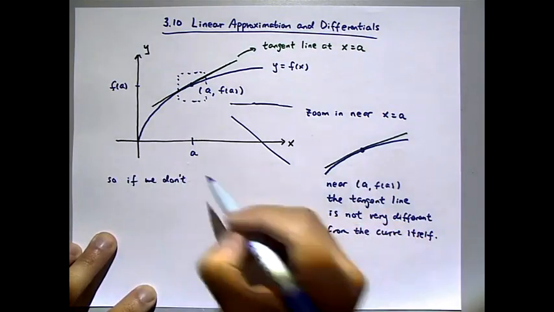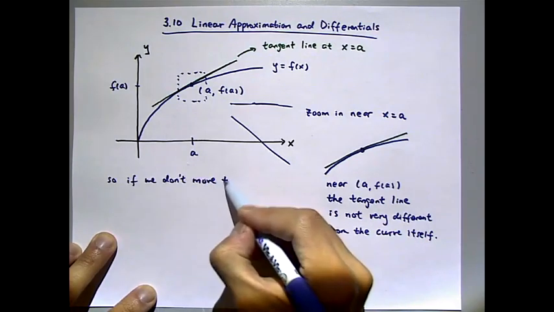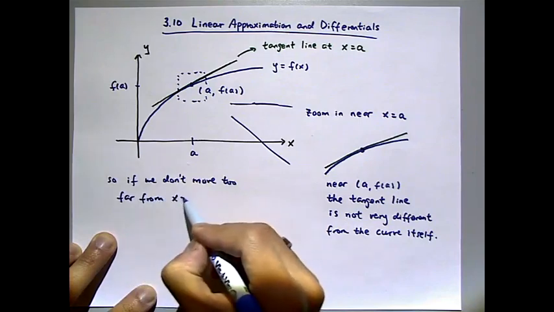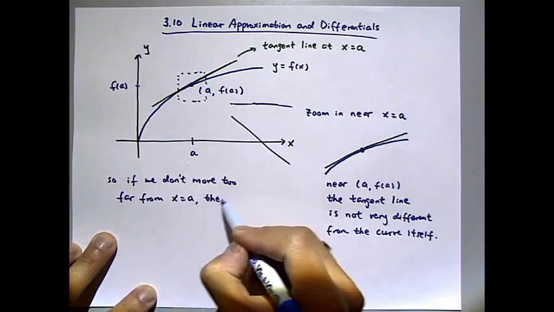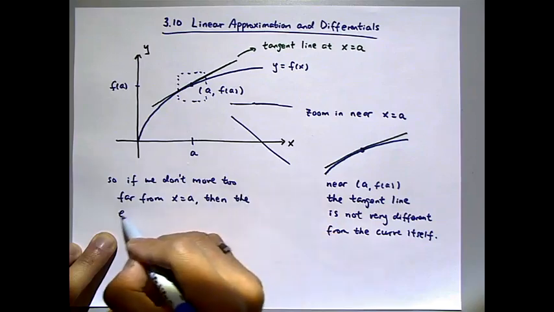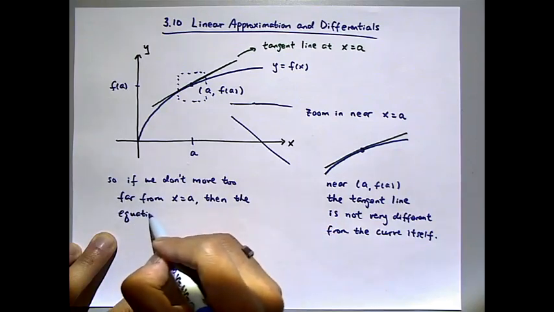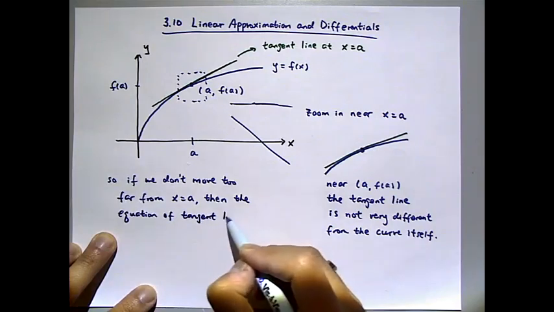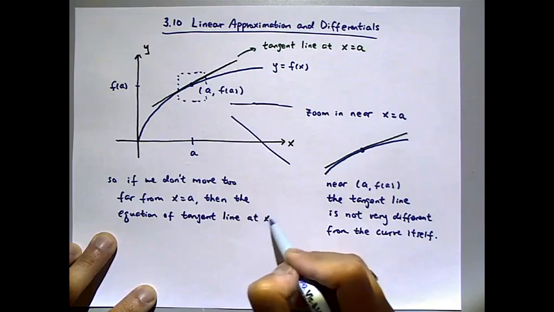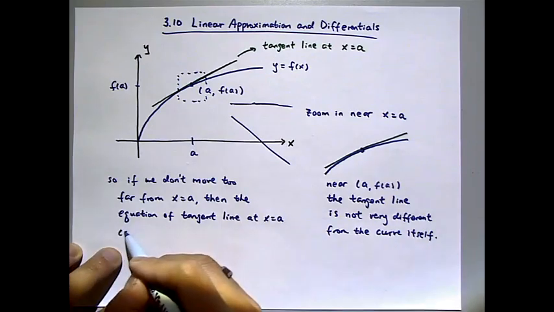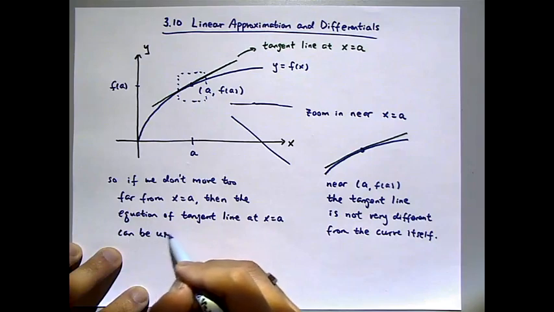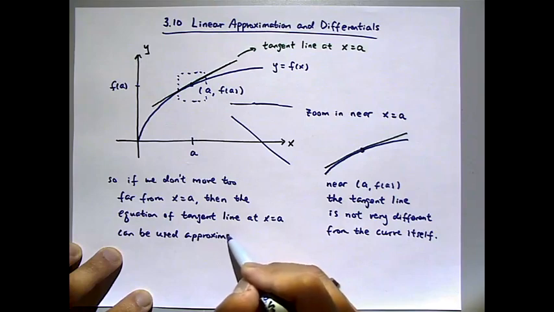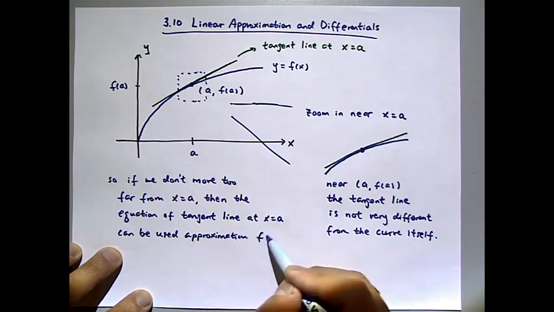I'll write that down. If we don't move too far from x is equal to a, then the equation of the tangent line at x is equal to a can be used to approximate f of x.